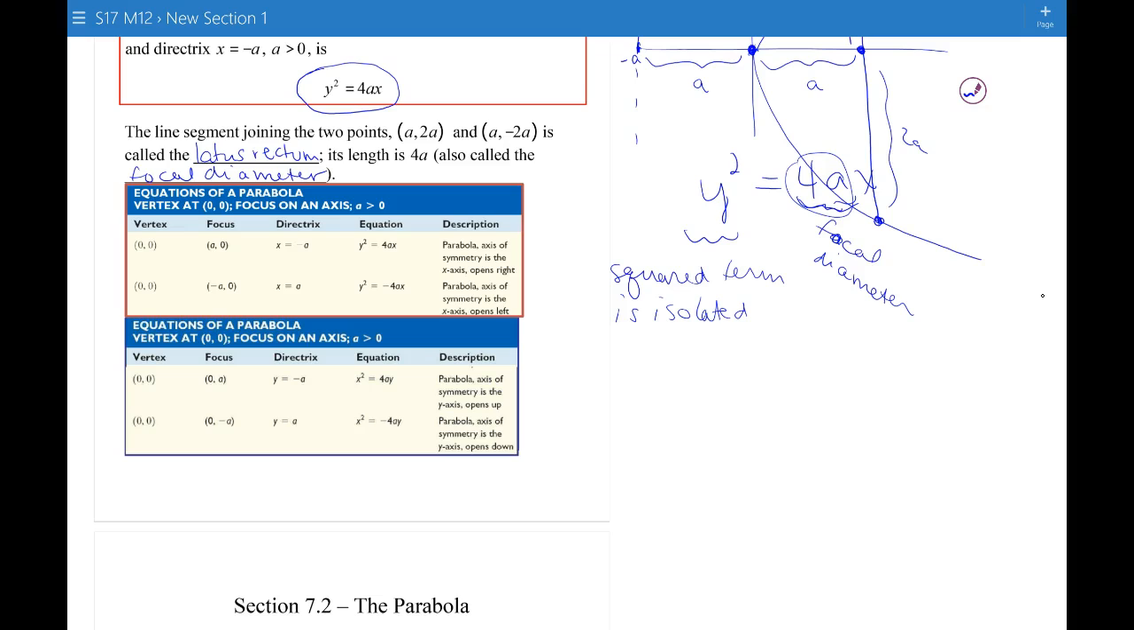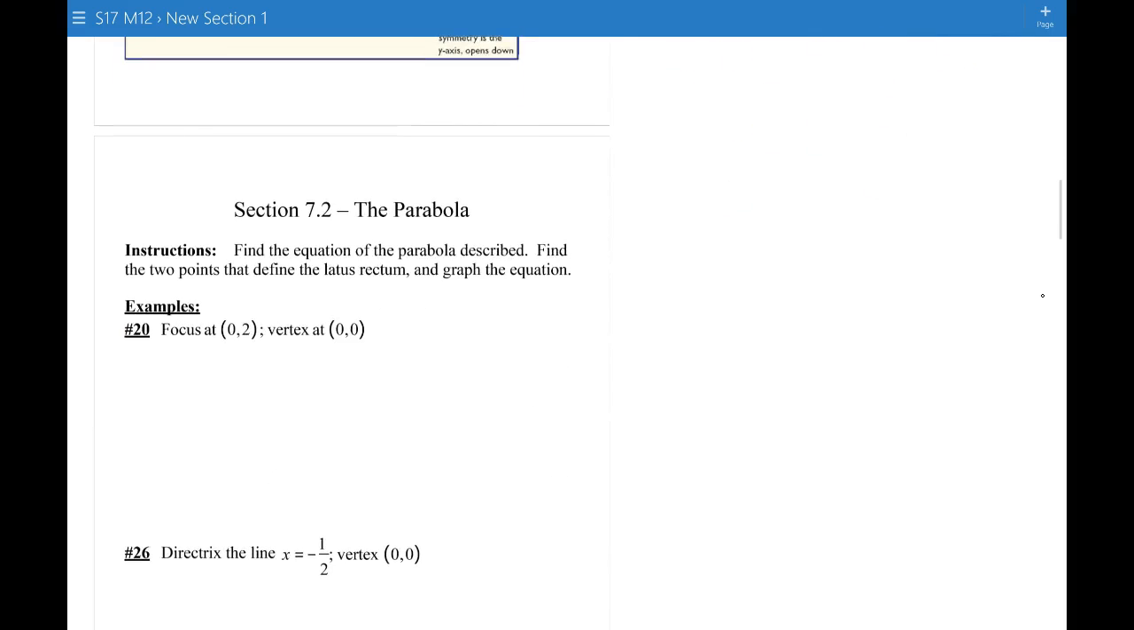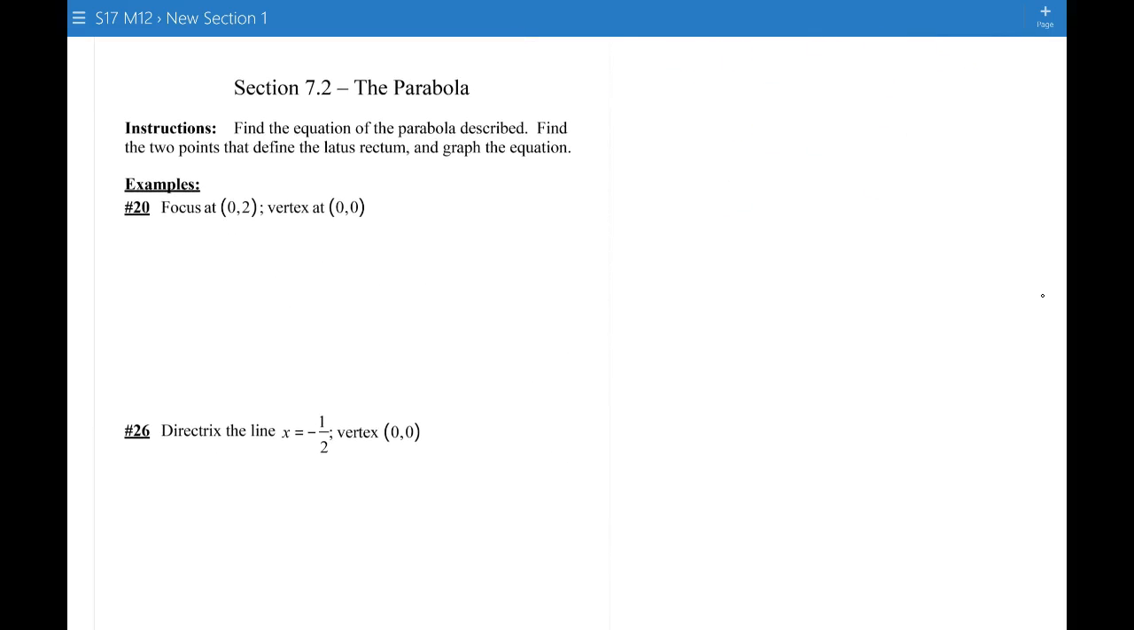I'm not a big fan of tables. I'm a way bigger fan of holistically learning about these and drawing pictures and understanding how the parabola is put together. Okay, so let's look at some examples. This says find the equation of the parabola that's described and find the 2 points that define the latus rectum and then graph the equation. So I'm going to encourage you to always draw pictures for these.